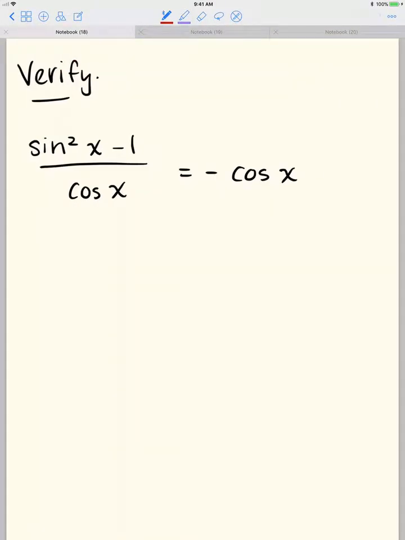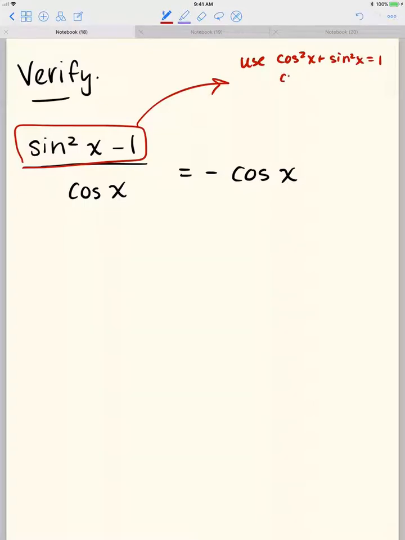All right, next problem. We have sine squared minus 1 over cosine equals negative cosine of x. So the sine squared minus 1, sine squared appears in the identity, sine squared plus cosine squared is 1. Sine squared appears in a double angle formula, but the double angle formula won't really help us here. So for this numerator, I'm going to use the fact that cosine squared plus sine squared equals 1. And I'm going to write cosine squared as 1 minus sine squared.